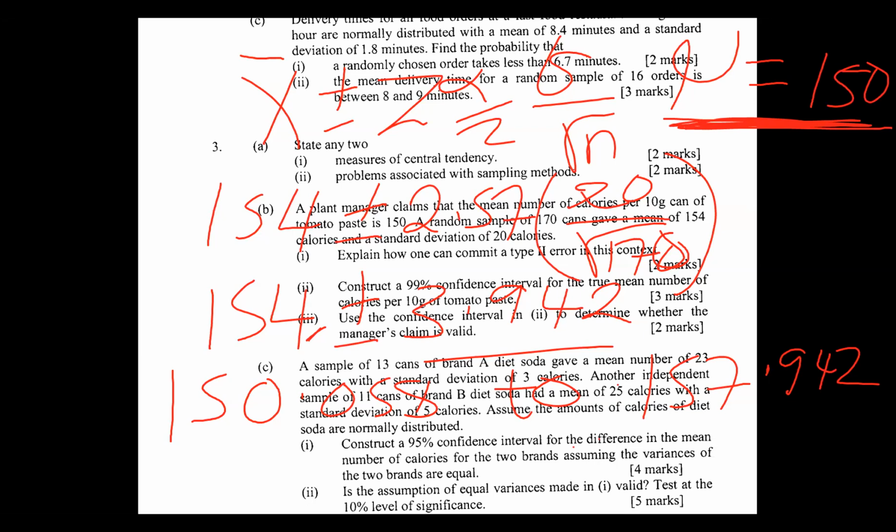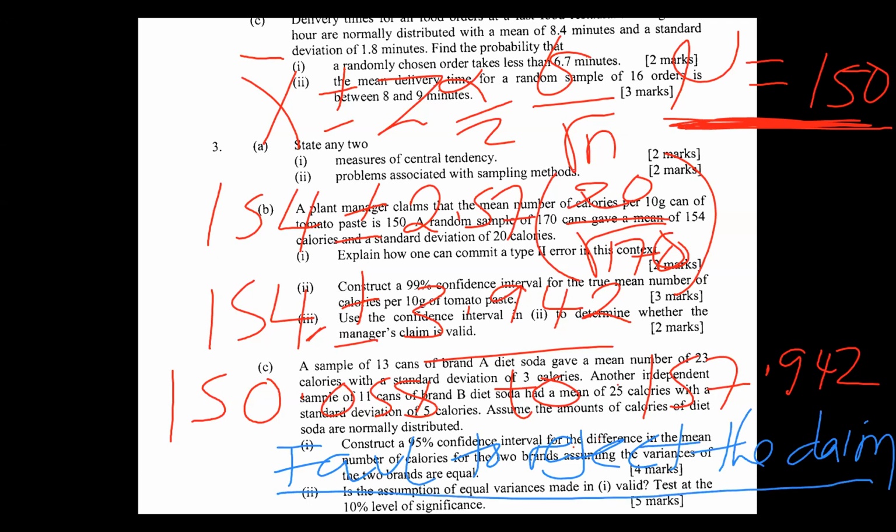Yes. So if it falls within, then we fail to reject, right? That's the conclusion. We fail to reject the null hypothesis, which is the same as failing to reject the claim. That's how you test using the confidence interval. We have failed to reject the null hypothesis because this value falls within this range. Is that clear?